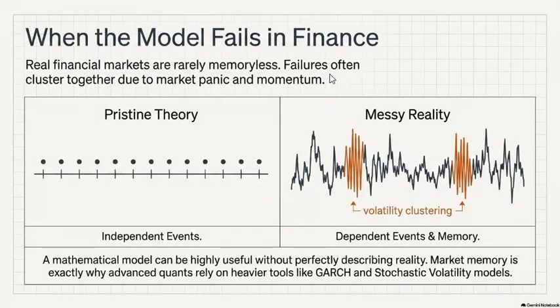But why does it fail in finance? Because in finance events are not memoryless. They are often clustered together when market panics and momentum happen. So it's not a memoryless property, and that's why it's not perfectly applicable in real life.